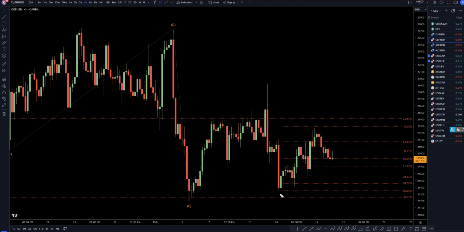On the 4 hour time frame, I got my Fibonacci retracement on this move up right here. This is very, very clearly five waves to the upside, so I would call this either a wave A or a wave 1. This move down, I would say, is part of a correction, probably either a wave B or wave 2.